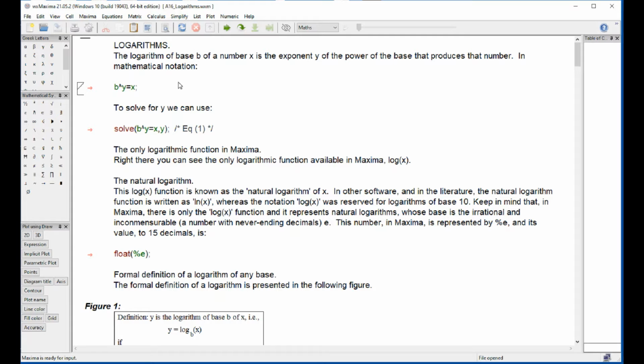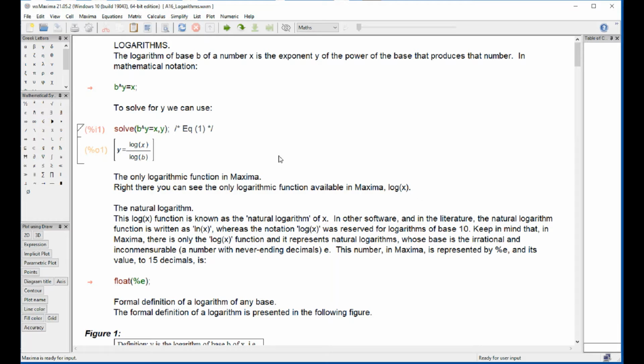Somebody had the idea that if you take the number b, which we're going to call the base of the logarithm, raised to a certain value y, and I give you x, then y becomes the logarithm of base b of that number x. Okay, so let's solve for y using Maxima. Well, Maxima says, you have to calculate something that I call the log of x and divide by the log of b.